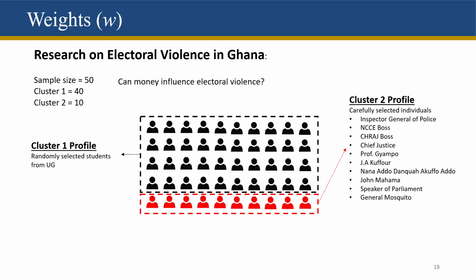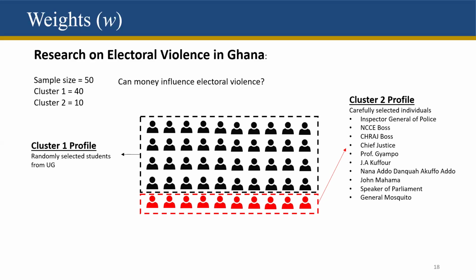And then the second cluster, and I'm putting this very important over here, the second cluster were carefully selected individuals. And these individuals, out of the 10, include the IGP. And I'm bringing these individuals up because of the topic we are dealing with, which has to do with electoral violence, okay? Because I believe the Inspector General of Police has more knowledge on electoral violence than any randomly selected University of Ghana students. I may be wrong, but in most cases, that's going to be the case.